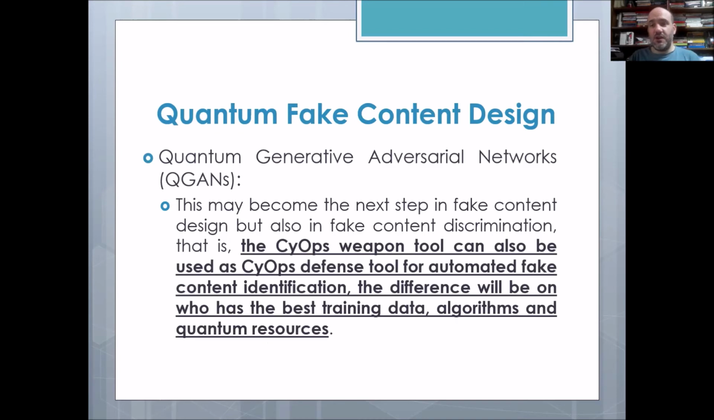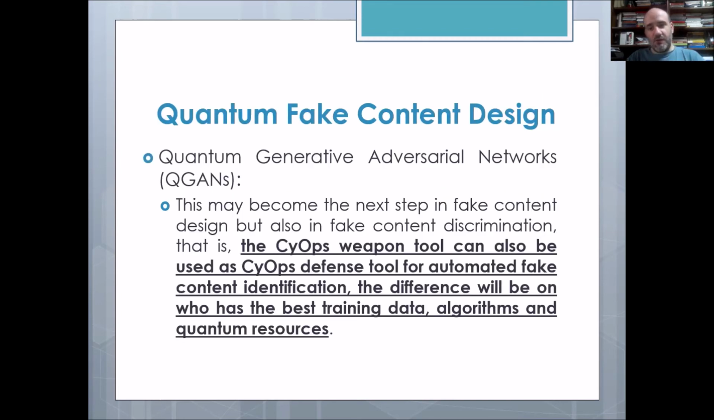Here we have a new area of research, not only used for cyber psychological operations, but also to defend against cyber psychological operations or against fake content design. This is a field of quantum generative adversarial networks. So we're dealing here with quantum artificial neural networks. This may become the next step in fake content design, but also in fake content discrimination, that is, the cyber psychological weapon tool can also be used as a PSYOPs defense tool. So the tool that is used as a weapon can also be used as a defense for automated fake content identification. The difference will be in terms of who has the best training data, algorithms, and quantum resources.